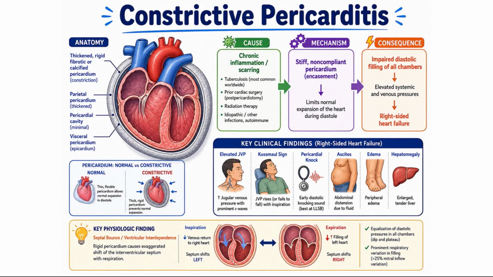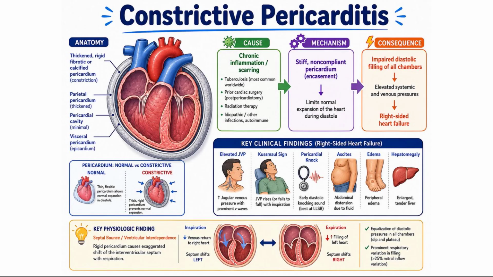Mechanically, that stiff, non-compliant pericardium encases the heart and limits its normal expansion during diastole, impaired filling of all four chambers, leading to elevated systemic and venous pressures, and ultimately right-sided heart failure. Clinically, elevated JVP, Kussmaul sign, pericardial knock, ascites, edema, hepatomegaly. And the signature physiologic finding? Septal bounce or ventricular interdependence. The septum shifts dramatically with respiration, and diastolic pressures equalize across all chambers.